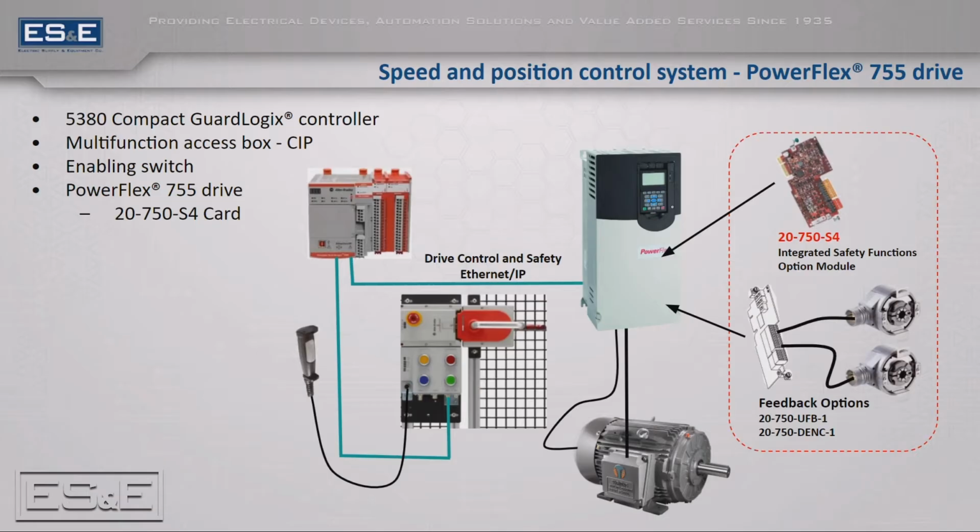Here's another example, the same type of application. Maybe we're monitoring the speed of this motor, but now we're using a PowerFlex 755. This is a safety-specific card that you have to install in the 755, the 20-750-S4 module, in order to get access to these advanced safety functions over Ethernet.